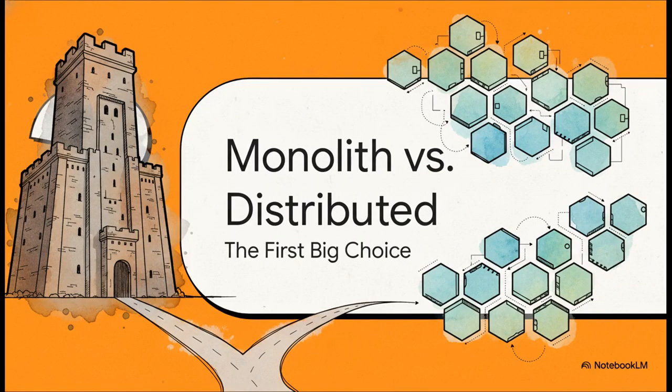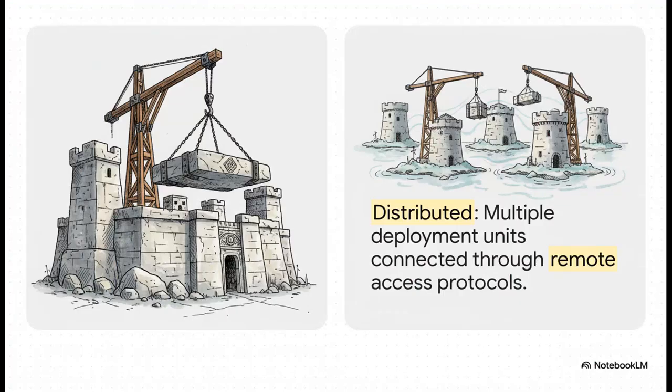So, with our key characteristics in our back pocket, we can now tackle the first major fork in the road. Do we build one big thing, or lots of little things that talk to each other? At its heart, this distinction is really simple. A monolith packages and deploys everything as one single unit. A distributed architecture, like microservices, breaks the system up into multiple independently deployable units that communicate over a network.